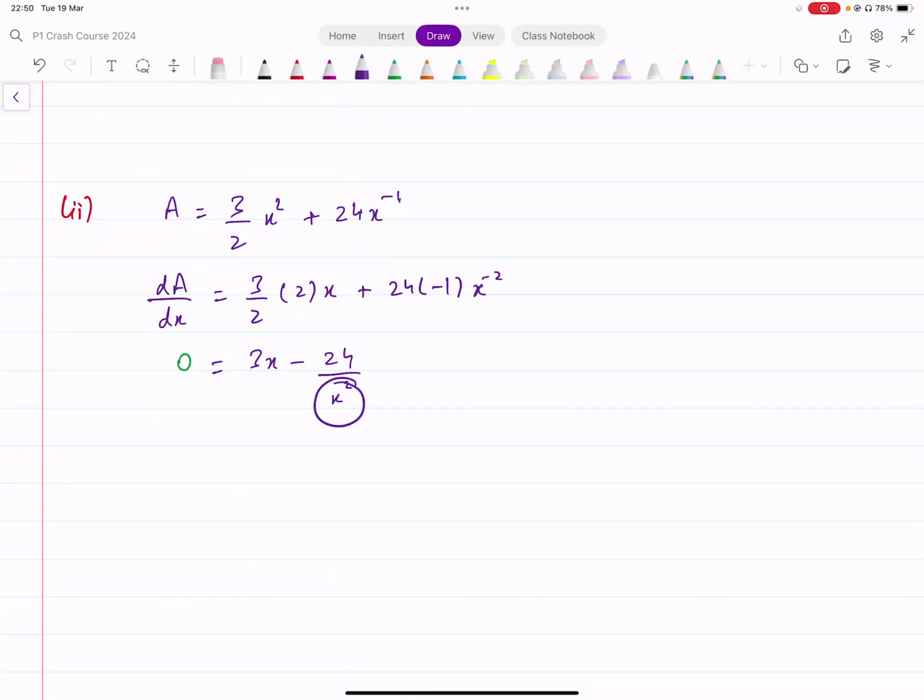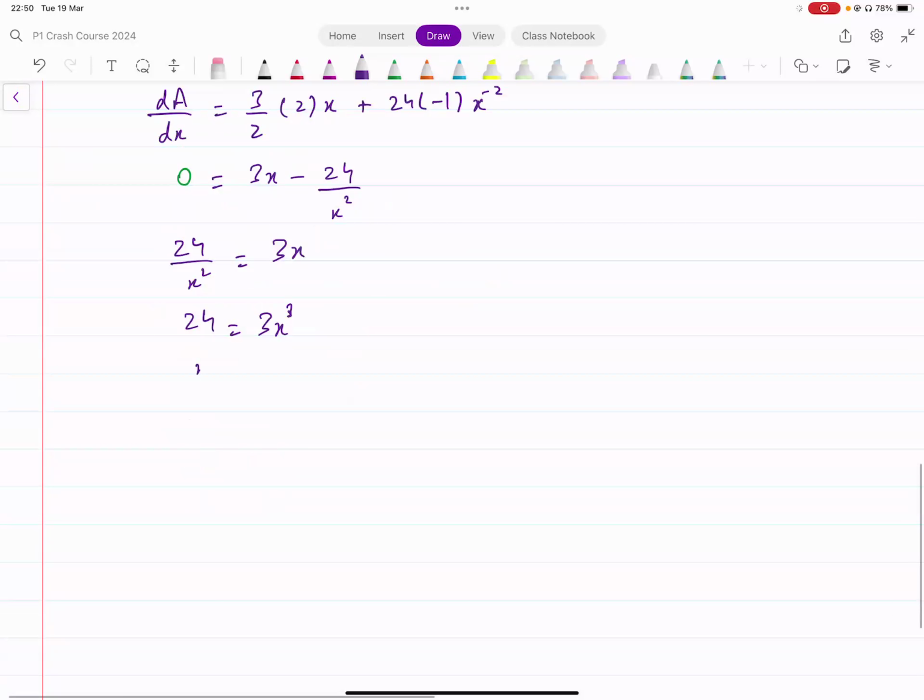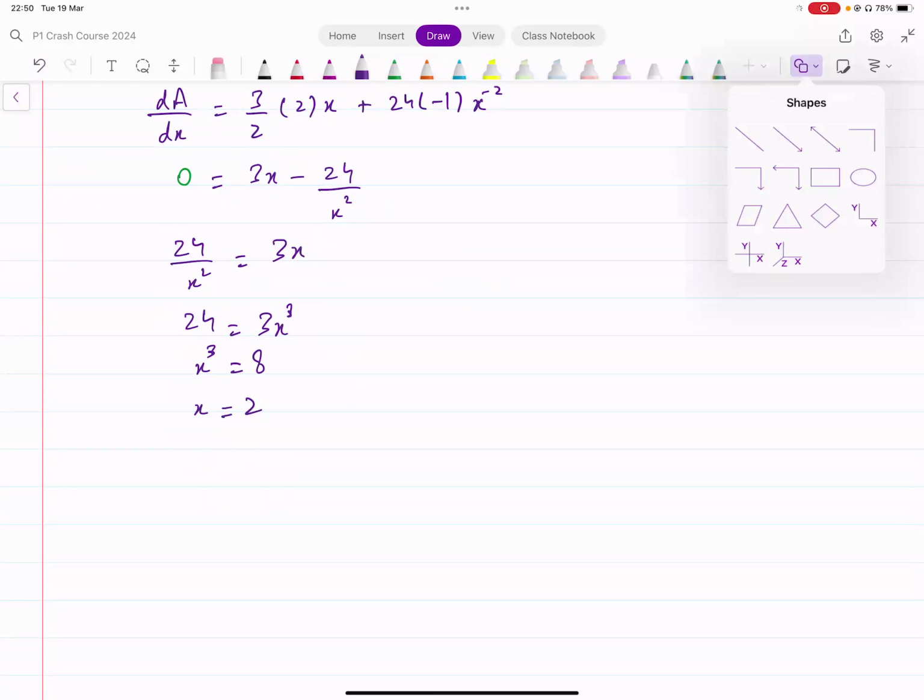How do you solve this equation? We have a fraction here. Okay, let me do it this way. 24 over x squared equals 3x. Multiply x squared on this side. That's going to give you 24 equals 3x cubed, and then x cubed equals 8. Take cube root on both sides, that gives you x equals 2. So this is a value of x for which A has a stationary value.